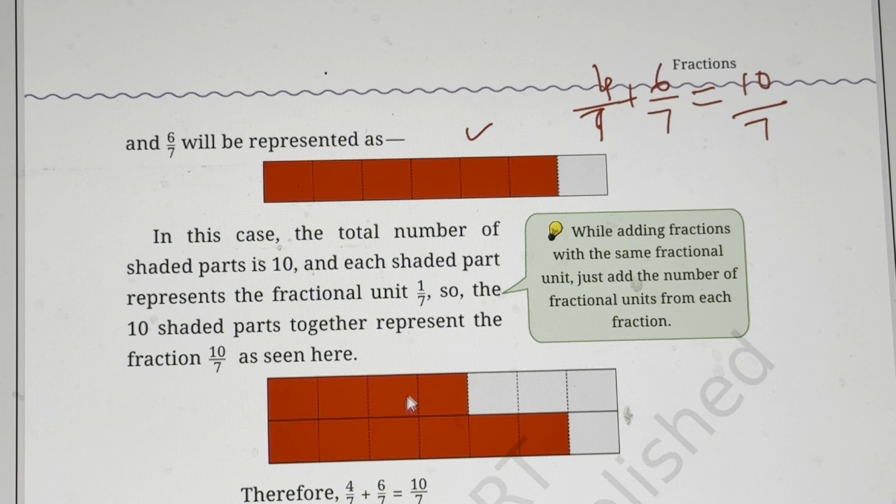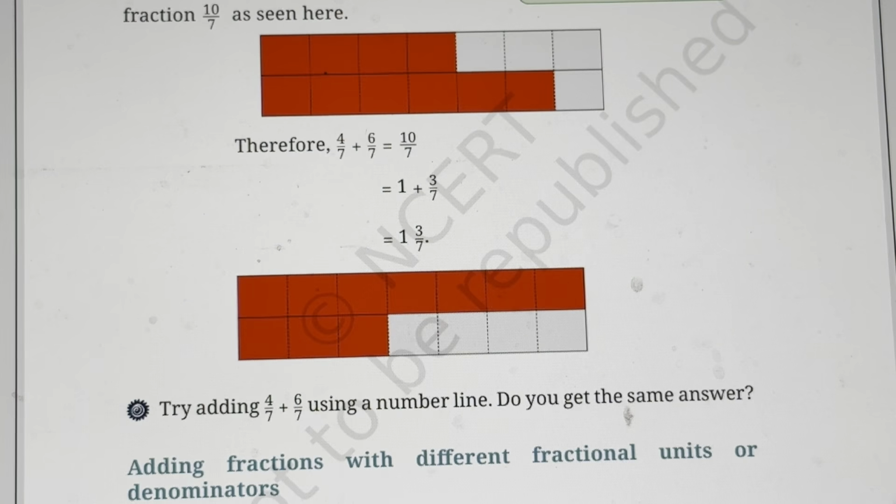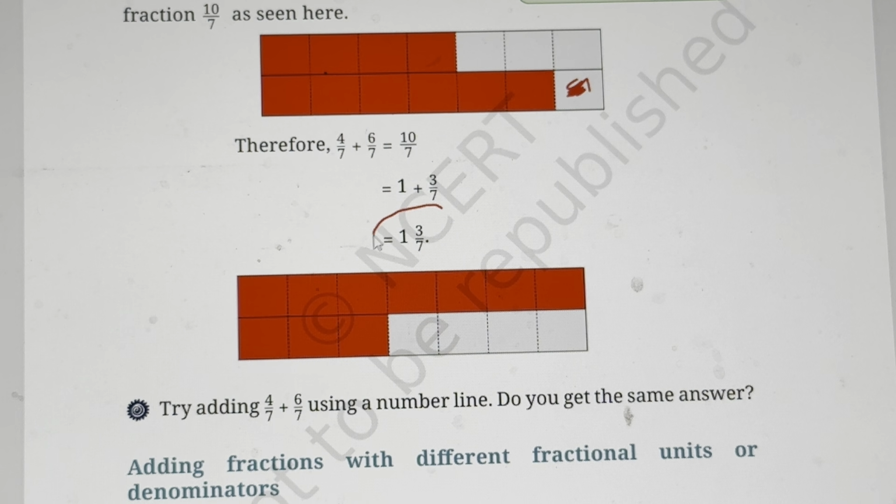There are these 4 parts plus the 6 parts, so total 10 parts are shaded. Now what is the meaning of this? If I pick up this one part from here and put it over here, it becomes one whole. And here it remains 3/7. So it can be written as 1 whole 3/7.